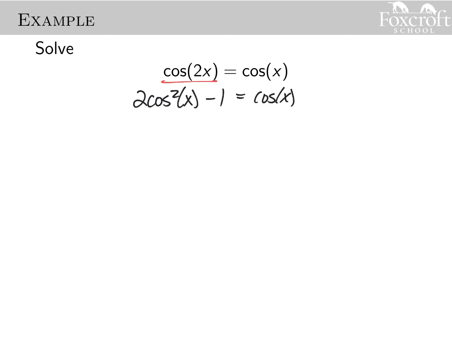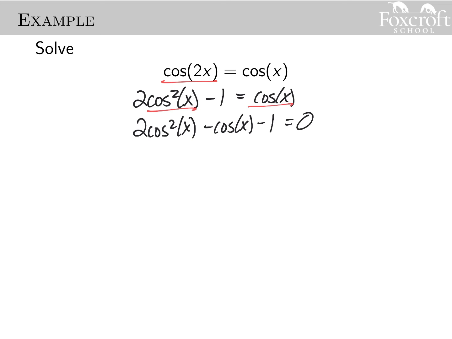All right, why am I going to choose this one? Because I have a normal cosine over here. If I want it to be a quadratic type, I also need the cosine squared. If I move this over, cosine squared of x minus cosine of x minus 1 equals 0.